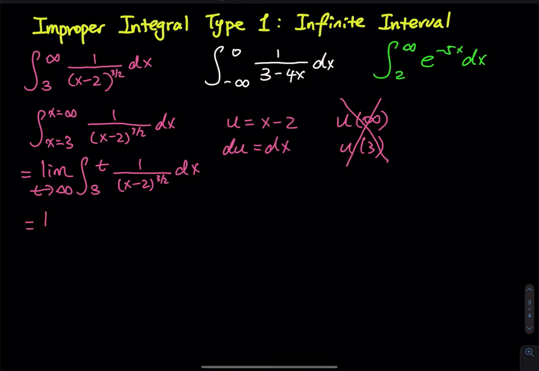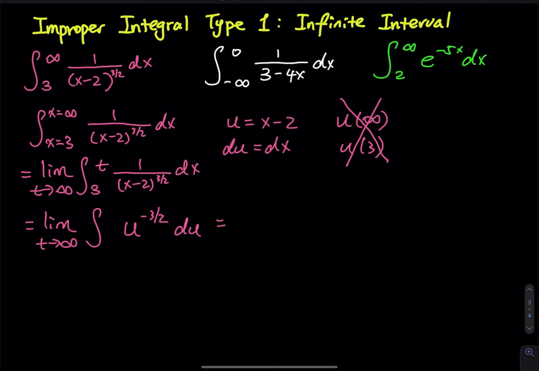So we have limit as t approaches infinity. So that will be what? That will be the integral of 1 over u to the 3 half, right? So I will just do u to the negative 3 half and then du. What about the upper limit and the lower limit? Just do not write the upper limit and the lower limit. You don't have to do u of infinity and u of 3. Just don't write them out.